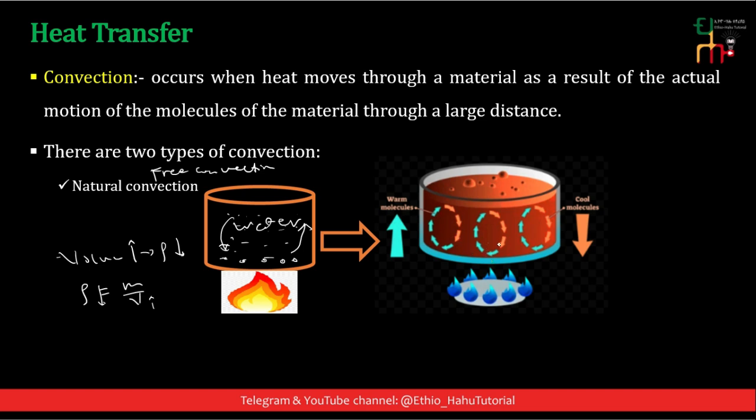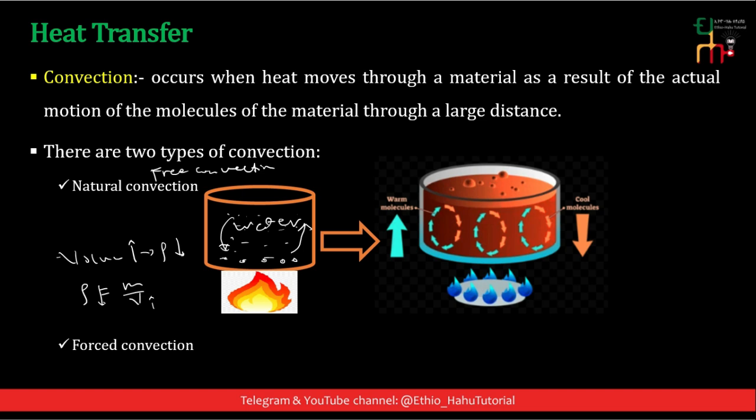Again, they absorb thermal energy. As a result, the density will decrease and they float to the top part of the container, and by this, heat will flow from this part of the system to this part of the system. And this natural convection or free convection occurs as a result of differences in densities. The other type of convection transfer is known as forced convection. In forced convection, unlike natural convection, heat will flow from one part of the system to the other part of the system as a result of an external force.